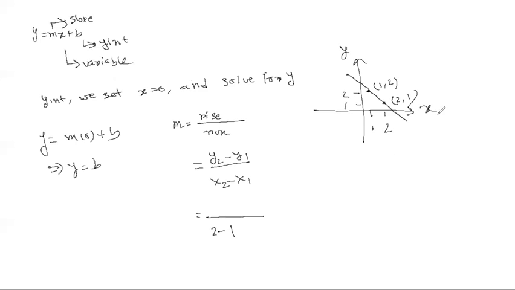And anything that is correlated with x2 will be y2. So y2 will be 1, and y1 will be 2. If we solve this, we get -1 over 1, which is equal to -1. So the slope of this line is -1.